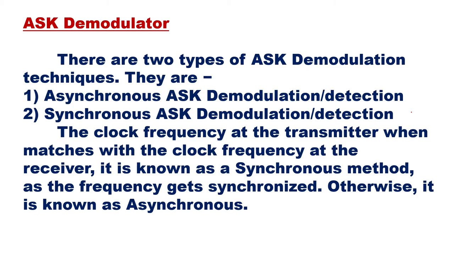Now, two types means one type will be called asynchronous ASK demodulation, and the other type will be called synchronous ASK demodulation. In asynchronous, the clock frequency at the transmitter and receiver will not match, whereas in synchronous, the clock frequency at transmitter and receiver will match. So when the clock frequency at the transmitter matches with the clock frequency at the receiver, it is known as synchronous method, as the frequency gets synchronized. Otherwise, it is called asynchronous. Asynchronous is also called non-coherent, and synchronous is called coherent.